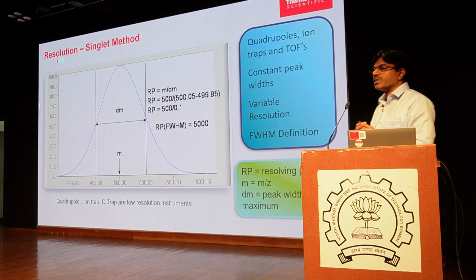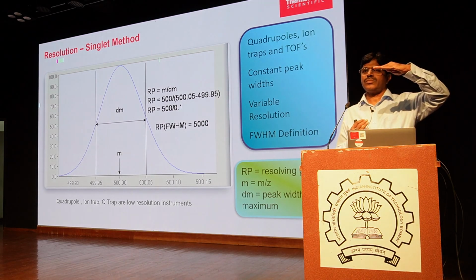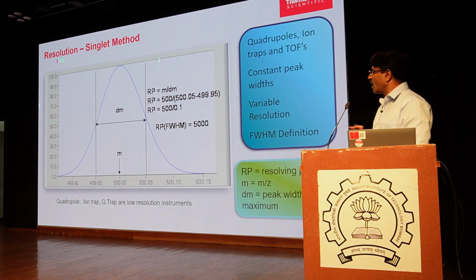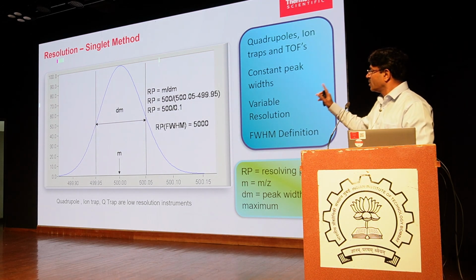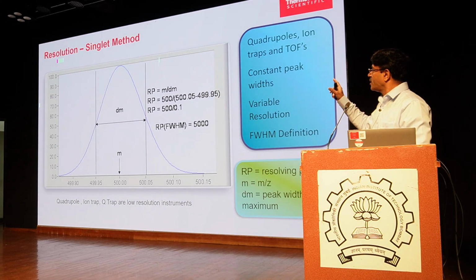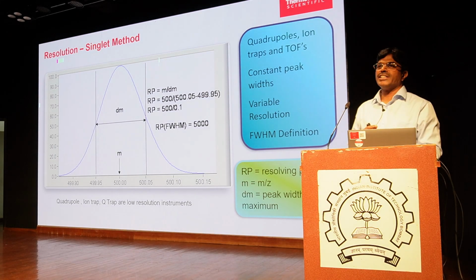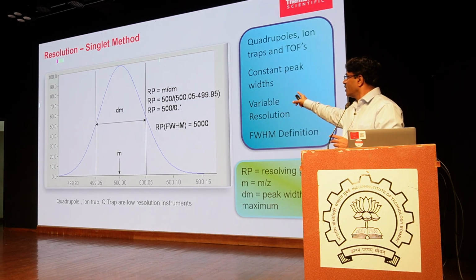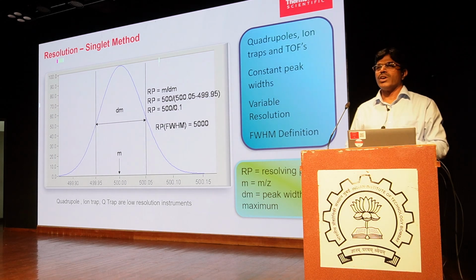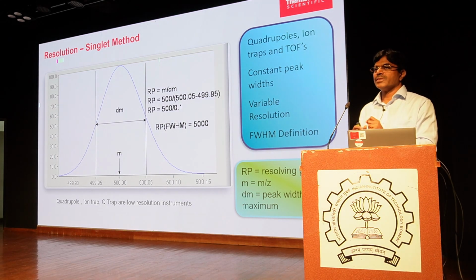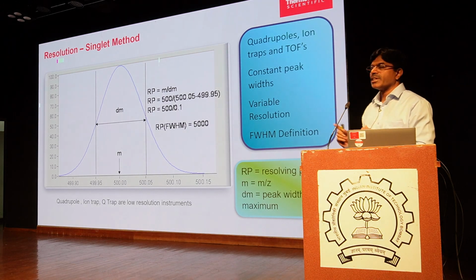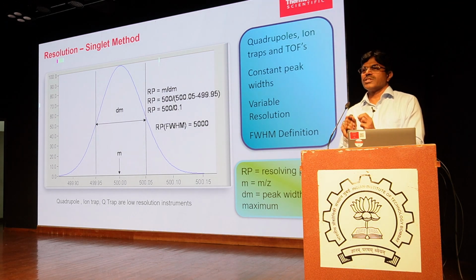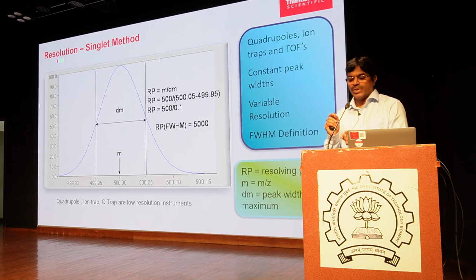So this is the singlet method. This is the peak in the mass spec. We take the peak width at 50% of height, and we measure the mass. So m upon delta m. You can see the delta m, if you extrapolate it, is 500.05 minus 499.95, so we are subtracting this, and 500 divided by 0.1 gives me the resolving power at peak width at half maximum. That comes to around 5000. This is the normal resolution power of a quadrupole.